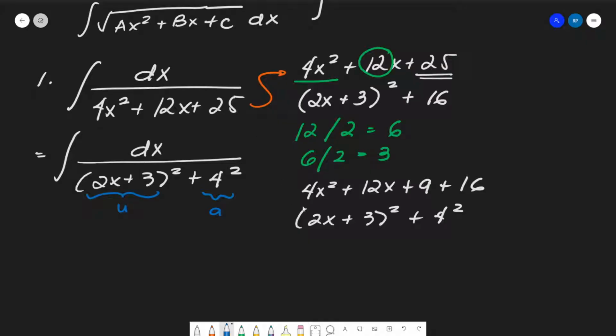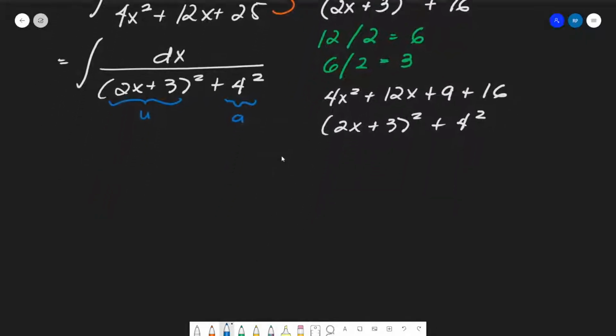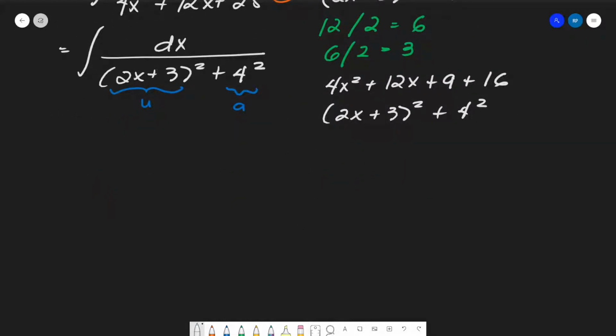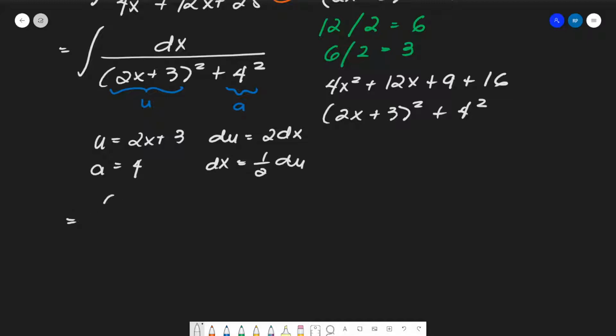Okay, so let's convert from this to u substitution, no? The integral in terms of u. So we have u is equal to 2x plus 3. A is obviously 4, no? Then we have du is equal to what? 2 dx. But we only have dx, so therefore dx is equal to what? 1/2 du. So let's rewrite our integral. We have 1/2 times du over u squared plus a squared.